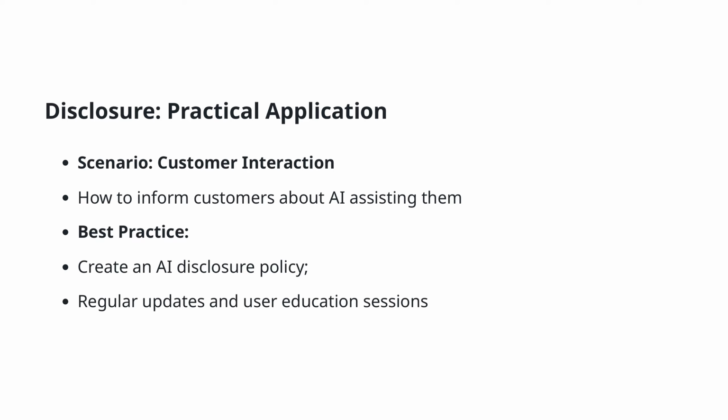Another effective approach is implementing regular updates and user education sessions. These sessions help users understand the role AI plays in their interactions and keep them informed about any changes or new implementations of AI technology. By following these steps, you ensure your AI usage is transparent, ethical, and well communicated to your users, building trust and compliance with legal standards.